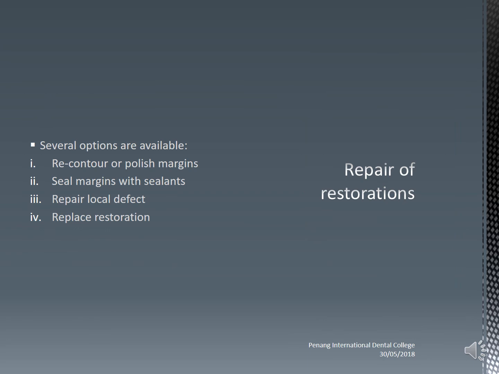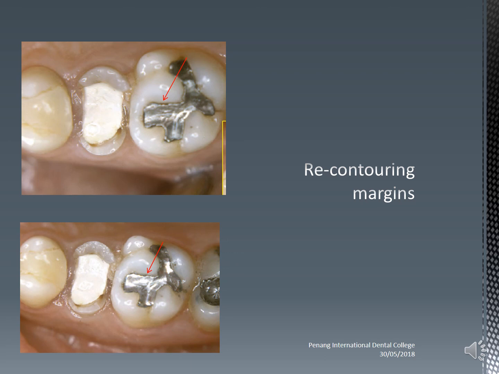There are other options available other than directly going for replacement of the restoration. What we can do is recontour or polish the margins, seal the margins with sealants, and repair the local defect. Only if required will we replace the restoration. If you look at this picture, on the top corner you can see a silver amalgam restoration which shows discoloration around the margins. So there are chances that you may look at it as a secondary caries. So what you do is first polish off the margins and see if these stains are gone.